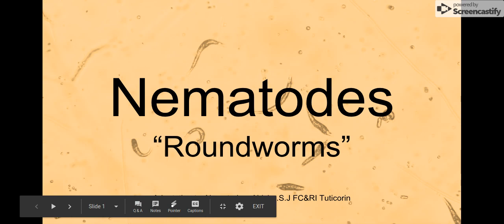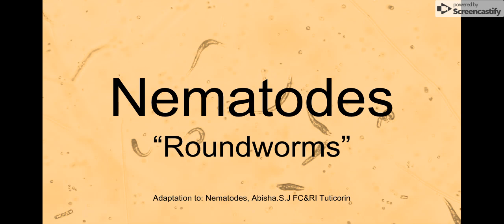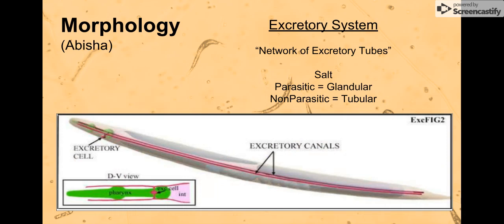Folks, today we'll get into our second section of morphology. This is nematodes, which are roundworms, and it follows along with a PDF presentation for Abisha labeled at the bottom. So today we'll start off with the excretory system.